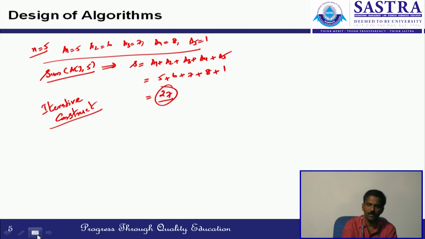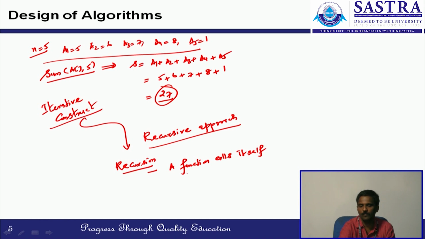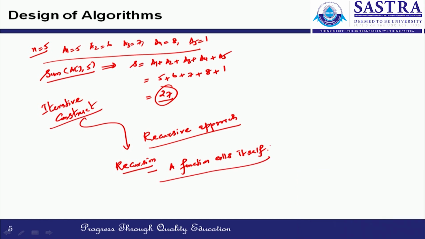An iterative construct can also be transformed to a recursive approach. First, let us see what a recursion is. Recursion means a function calls itself. A function calls itself, that is said to be a recursion.